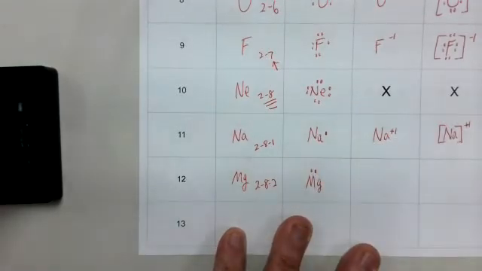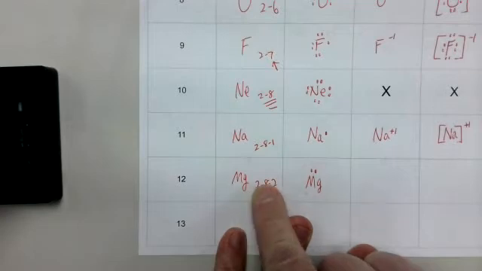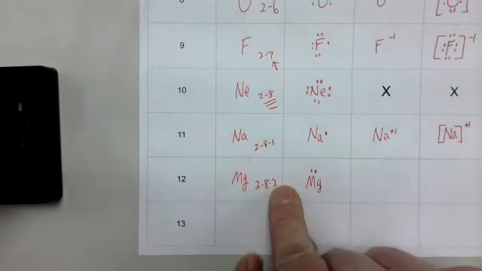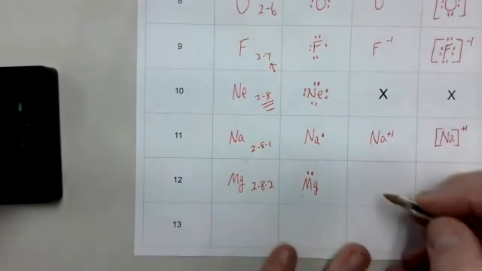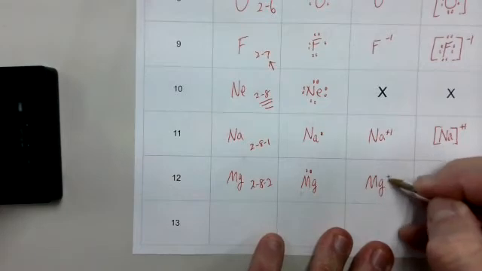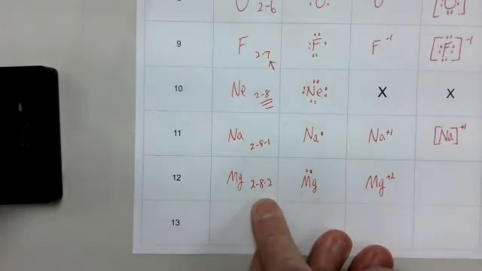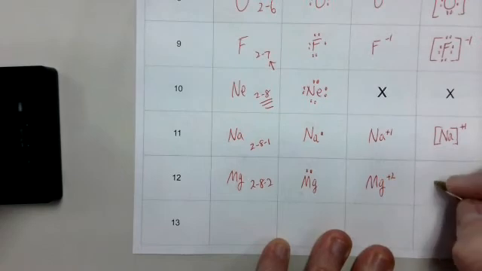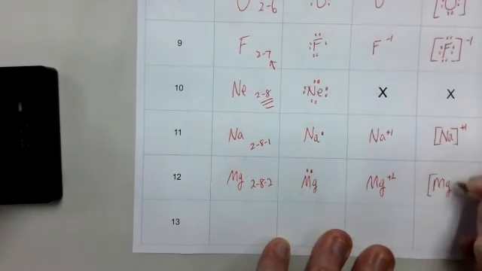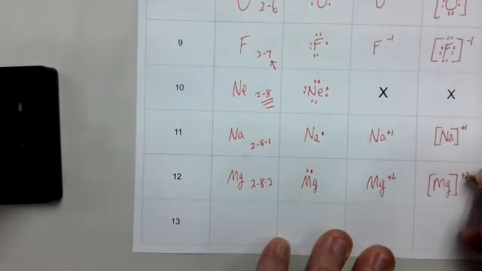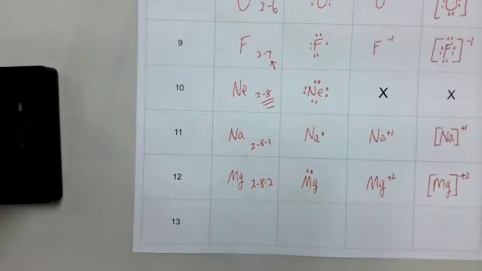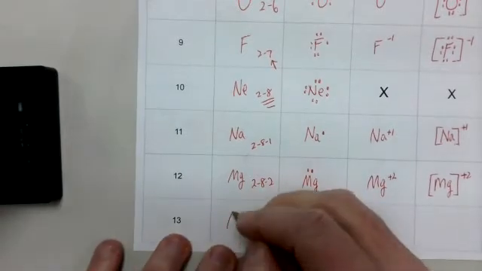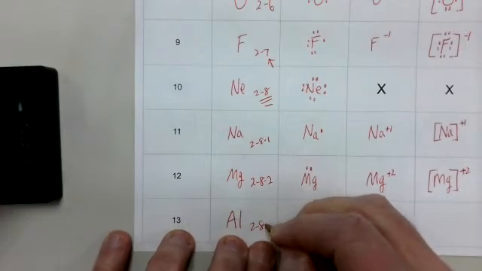its outermost orbital. They're right there. 2 in the first, 8 in the second, and then the leftover 2 in the third orbital. Now, when it becomes an ion, it must lose 2 electrons to go to a 2-8 electron configuration, which is going to be like neon. And we would show that like this. Magnesium becomes 2-8-0. And in order to show the missing 2 electrons, we would put an empty bracket with a +2 charge. Aluminum is 2-8-3.